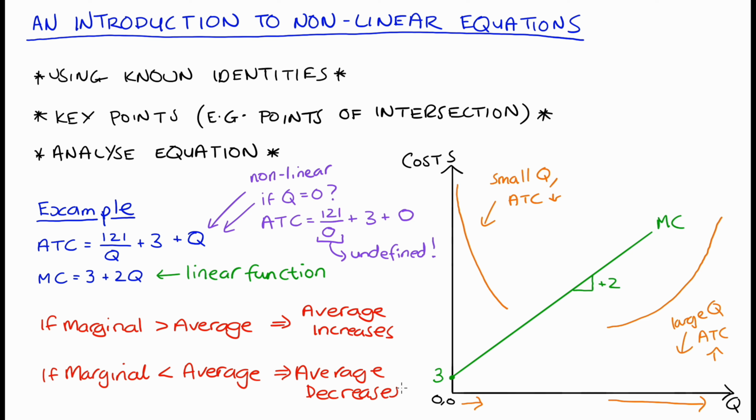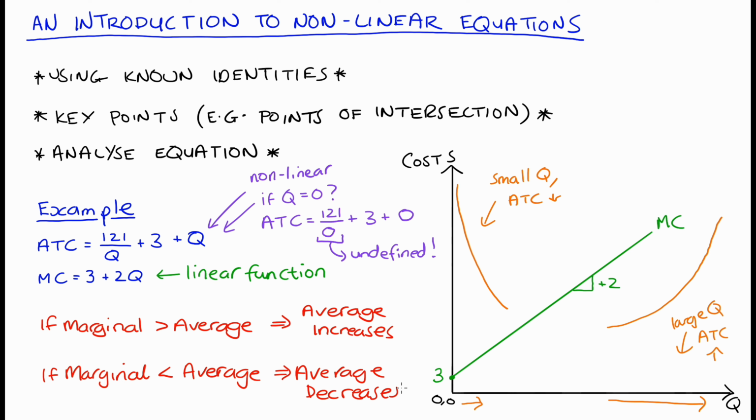The intuition is that if we're thinking about costs, if our marginal cost, so the cost of the next additional unit, is higher than the average, then our average will be increasing. If the cost of producing the next or additional unit, that's the marginal cost, is less than the average, then by producing that unit, you will be dragging the average down. Your average will be decreasing.